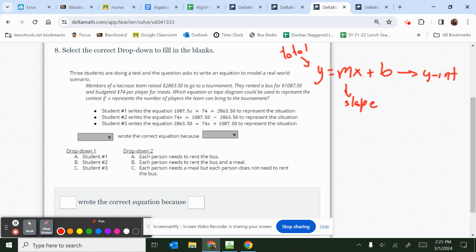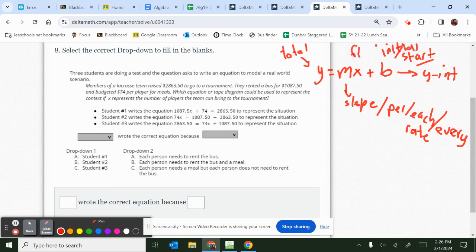What are some keywords for slope? Keywords are per, each, every, rate. What are the keywords for y-intercept? Those keywords are start, initial, begin, flat. So those are some keywords.